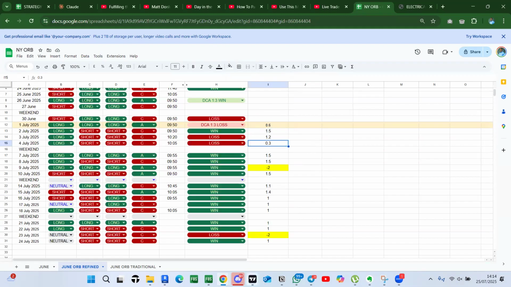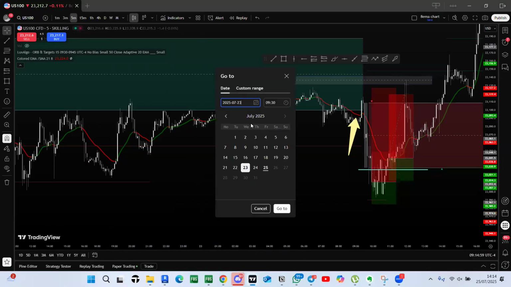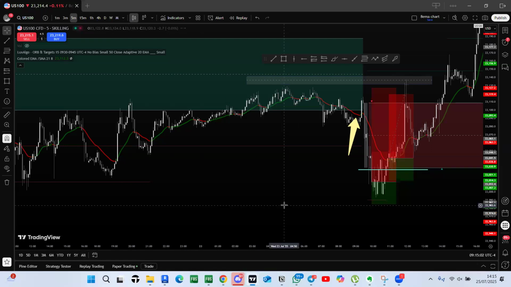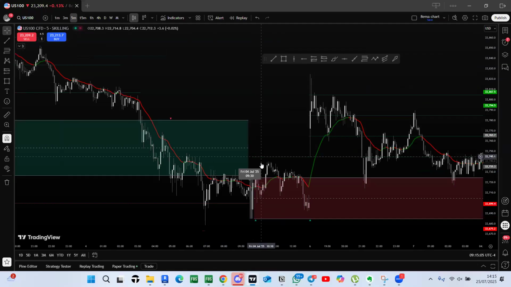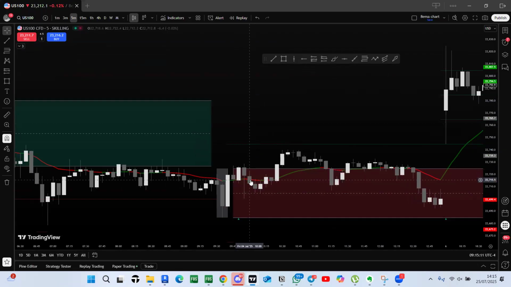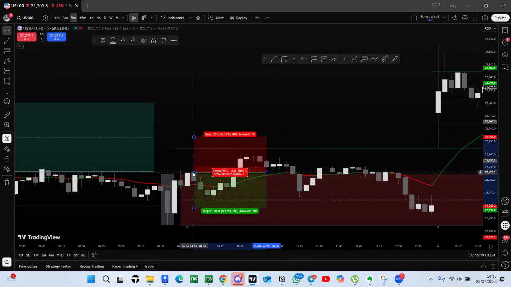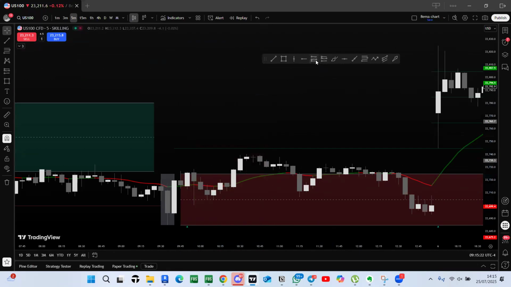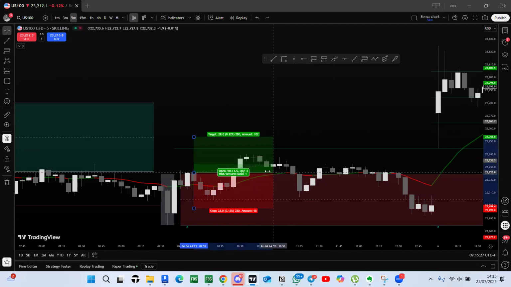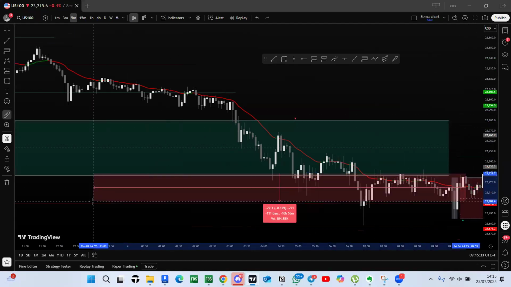4th of July. Let's go to 4th of July. Let's see if it will take us that far. So what happened here was that the price was this 4th of July? Yeah. So we closed above. No, let me zoom out to 100 candles.